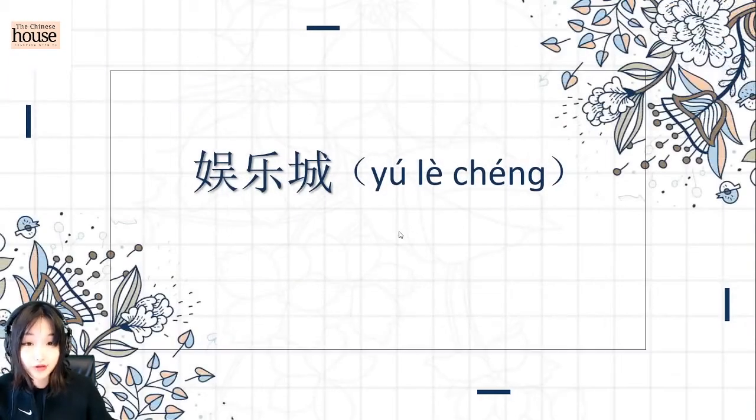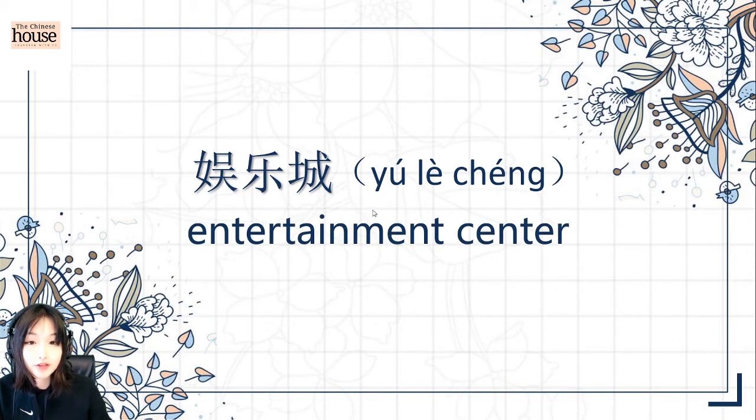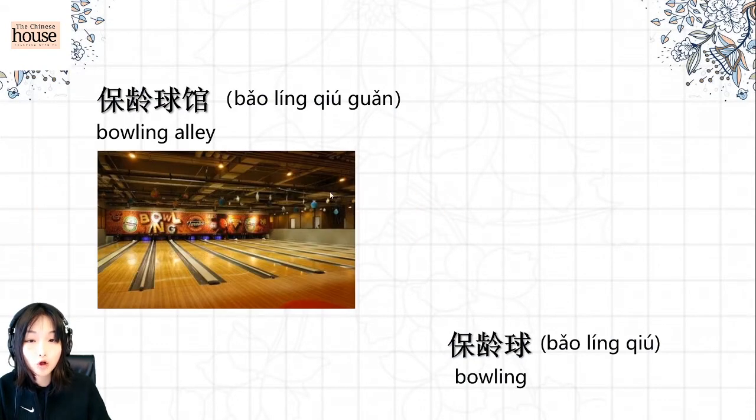So first of all, we have to look at these three new characters. 娱乐城. And here, 城 didn't mean center, it means city. And most of the time we describe some places that is huge and that is especially for doing something, we use 城, and it's in second tone, 城, which means city. 娱乐城, and 娱乐 means entertainment. 娱乐城. And first of all, bowling alley, 保龄球馆.